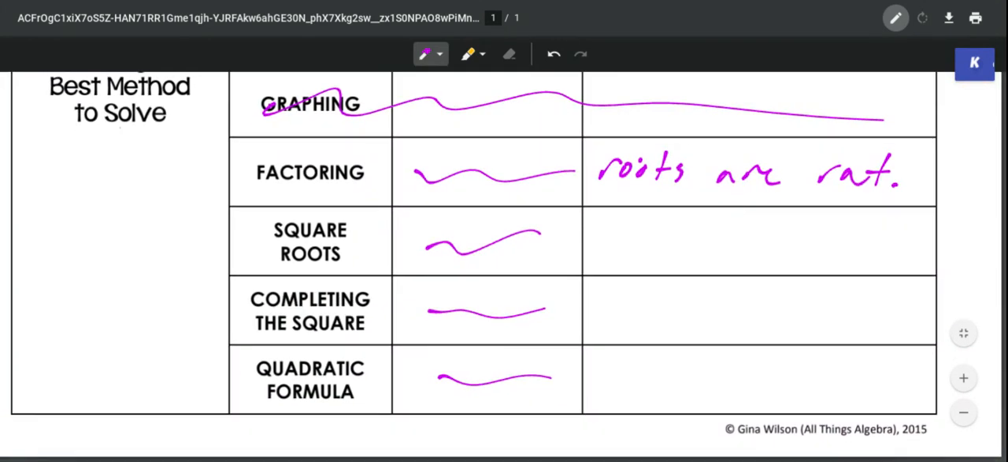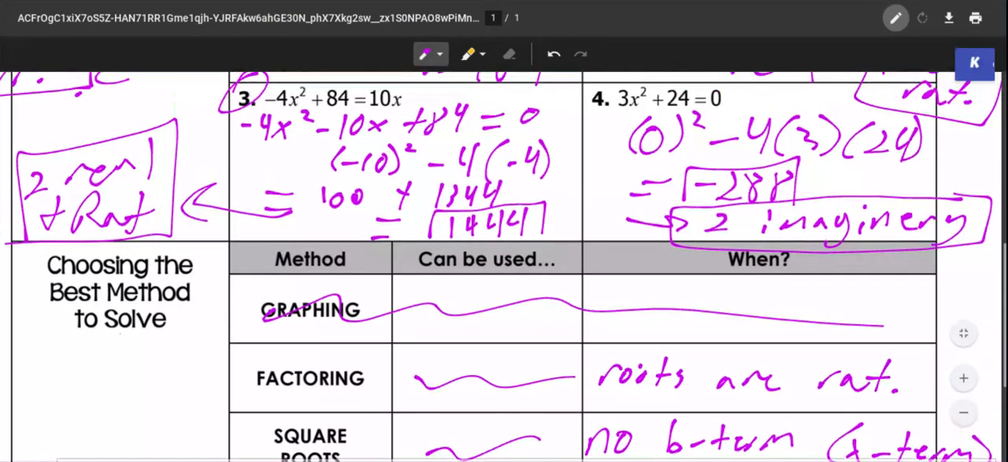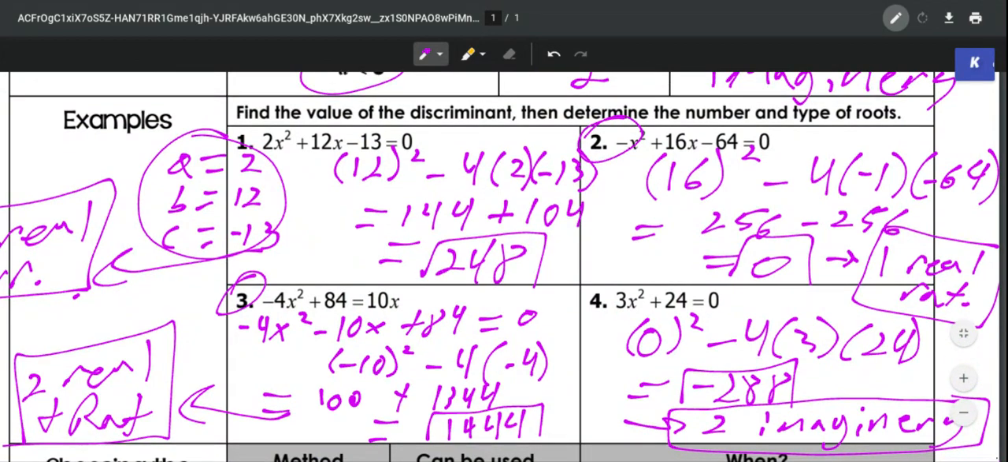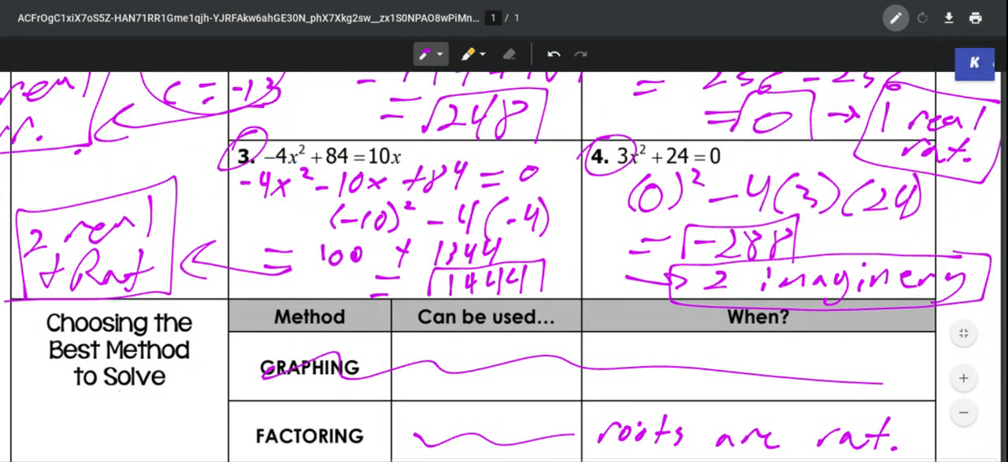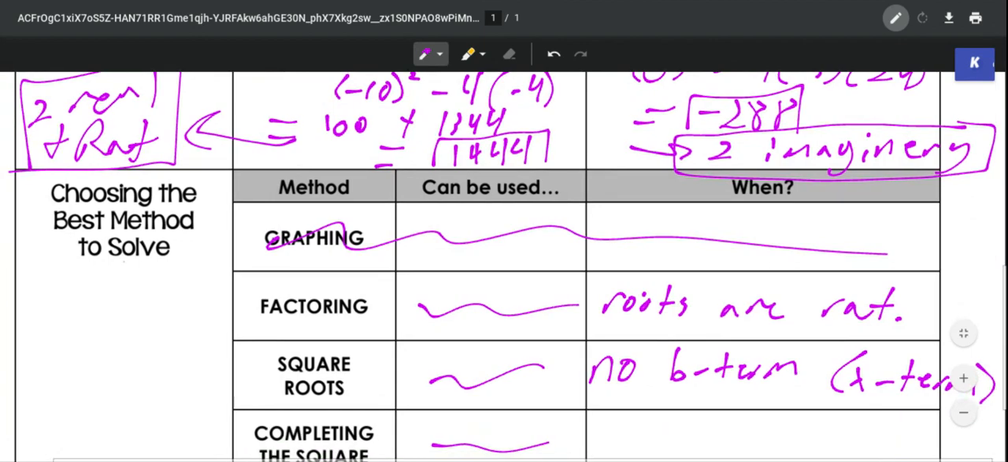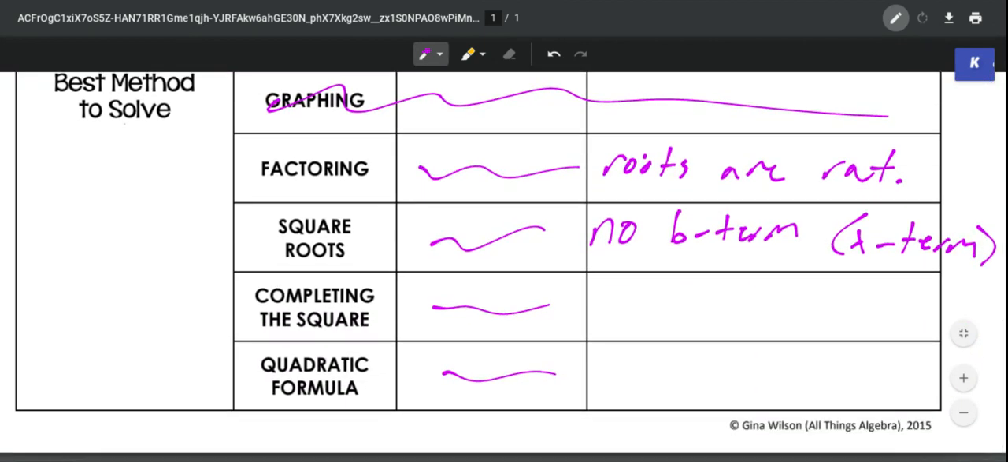Now square roots, when would you use that? When there is no b term or x term. So if you notice on number 4, there's no x term. We could have used square roots for that. We could have solved that by using square roots. Now for completing the square and quadratic formula, these can always be used, but sometimes it's just better to use them in certain instances.